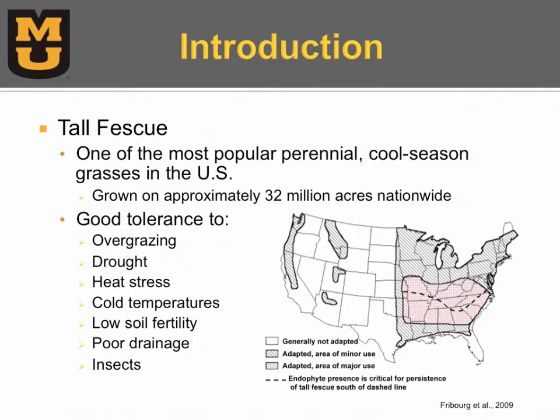So just an introduction. Tall fescue is one of the most popular, and in my opinion most important, perennial cool season grasses in the United States. It is grown on approximately 32 million acres nationwide. It has good tolerance to overgrazing, environmental conditions such as drought, heat stress, and cold temperatures, and also low soil fertility and poor drainage, and it also has some insect tolerance.